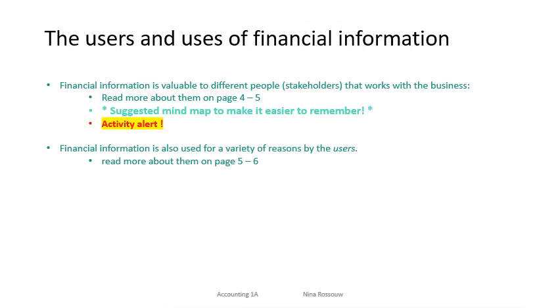First, I'm going to just speak about the users. So people that are interested in your financial information. You can read about that on page 4 and 5 of your textbook. The textbook just summarizes this actually quite well. I suggested that you maybe make a mind map for yourself if you battle with learning theory, just to draw a little picture, maybe something in the middle saying who are the users of financial information. So who are the people that are interested in looking at my financial results. So we refer to those people as stakeholders.